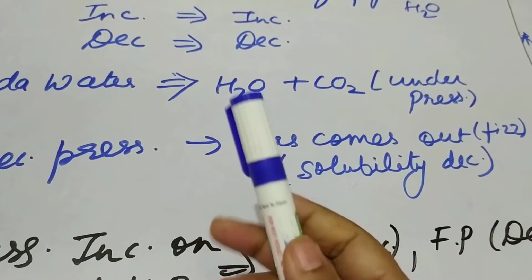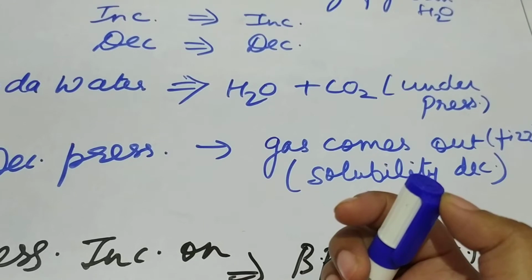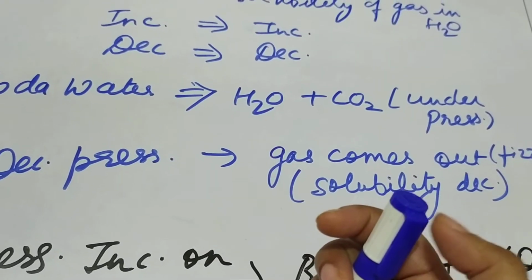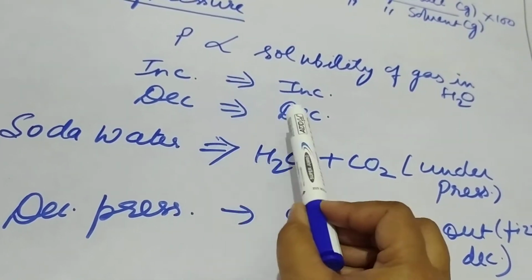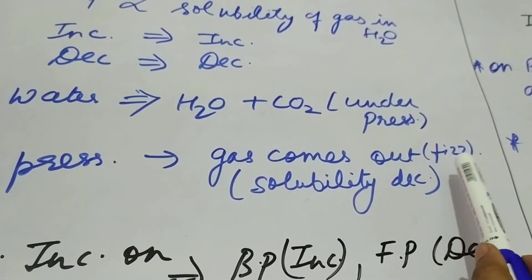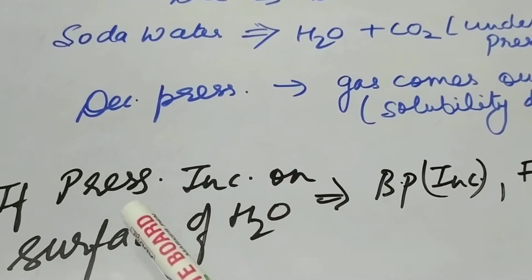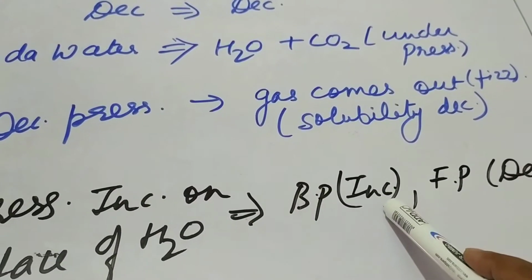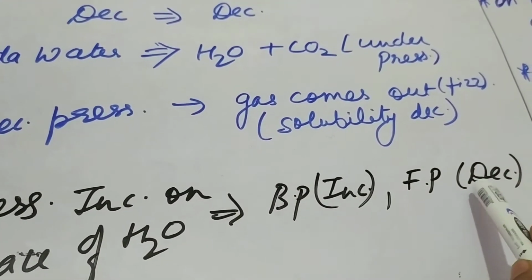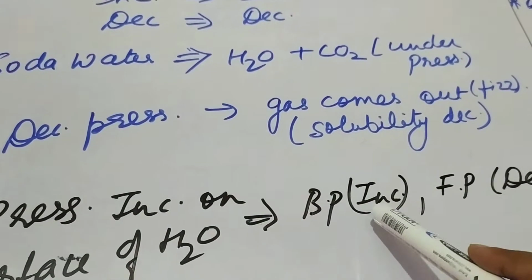If you open this bottle, then the pressure on the top will decrease, and the solubility of the gas in water will in turn decrease, because if you decrease pressure, solubility will decrease, and therefore the gas will come out in the form of a fizz. If you increase the pressure on the surface of the water, then the boiling point of the water will increase above 100 degrees Celsius and the freezing point will decrease below 0 degrees Celsius.